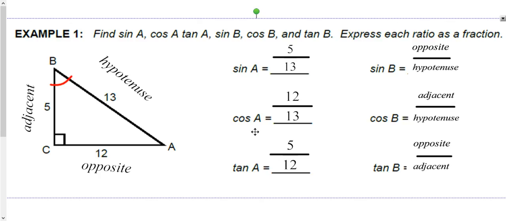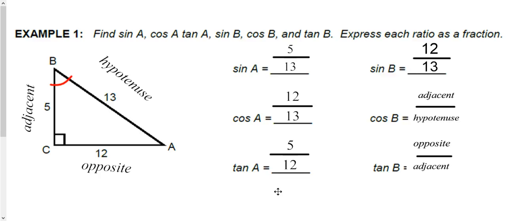So now we look, opposite angle B is the 12 side, and the hypotenuse is 13, 12 over 13. The adjacent side now is the 5 side over the hypotenuse, which is 13. And then the tangent is opposite, which is 12 with respect to angle B, and adjacent 5.